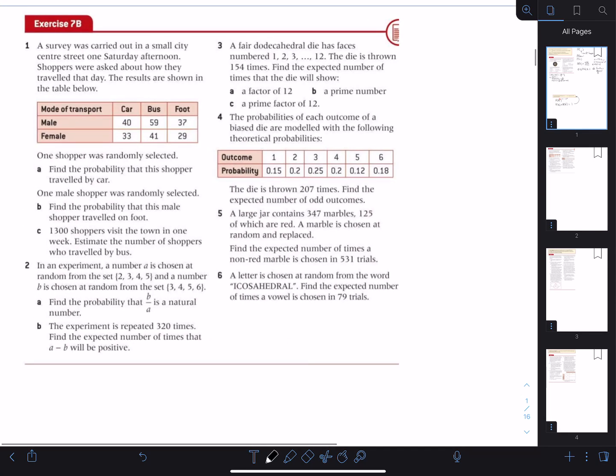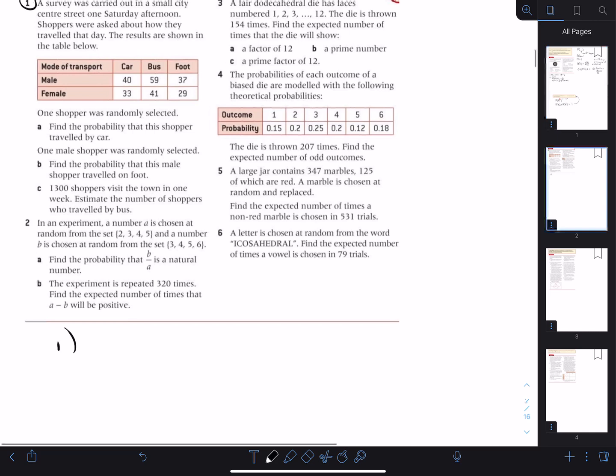Let's look at some of these questions. Now they got some tables here. Which one looks fun? They all look fun, don't they? Yeah, let's just pick the first one. So surveys carried out. Shoppers were asked about how they traveled that day. The results are shown in the table. One shopper was randomly selected. Find the probability that this shopper traveled by car.